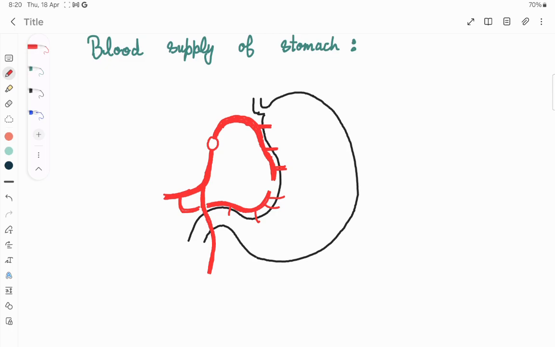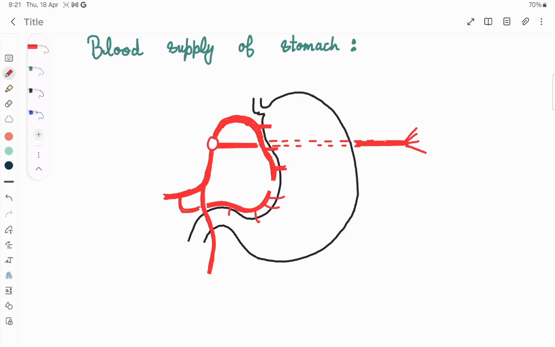And what is the third artery that arises from the celiac trunk? It is the splenic artery, which passes parallel to the pancreas behind the stomach, and then supplies the spleen, which lies somewhere over here. It splits into branches to supply the spleen. This is the splenic artery.